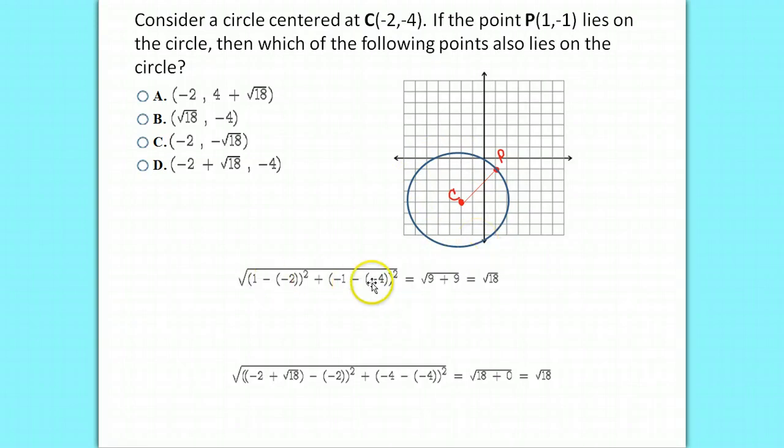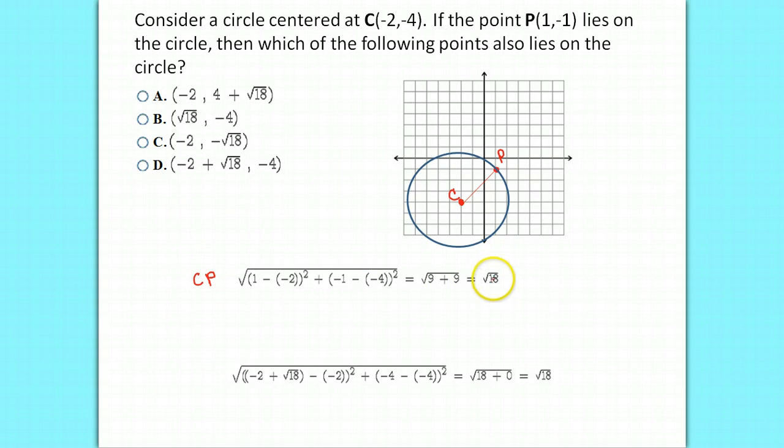Well, guess what we're going to have to use again? We're going to have to use the distance formula. The first distance formula that is listed here is the distance from C to P. So I guess we could write that. So this is the length of line CP. Okay? So it turns out that that's the square root of 18.